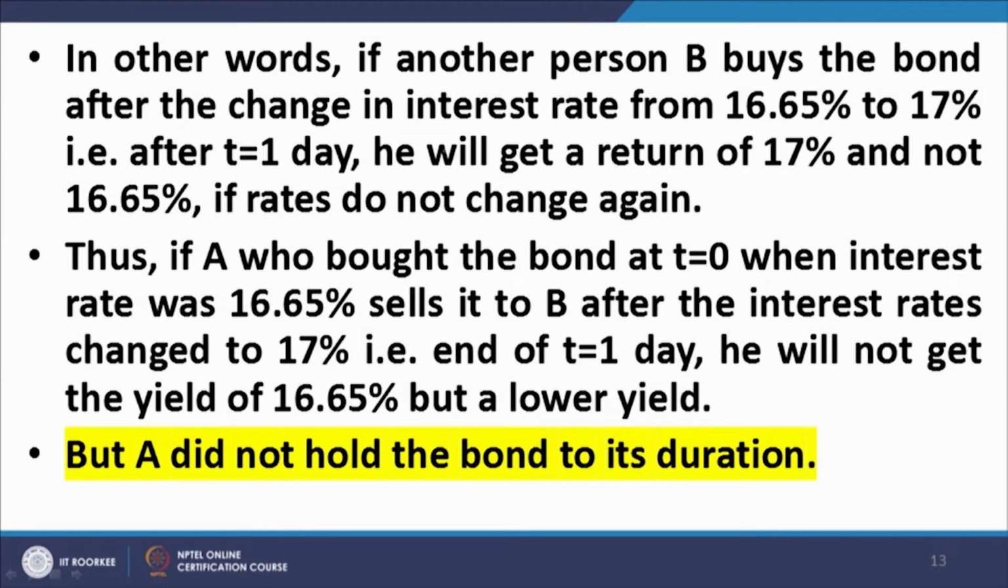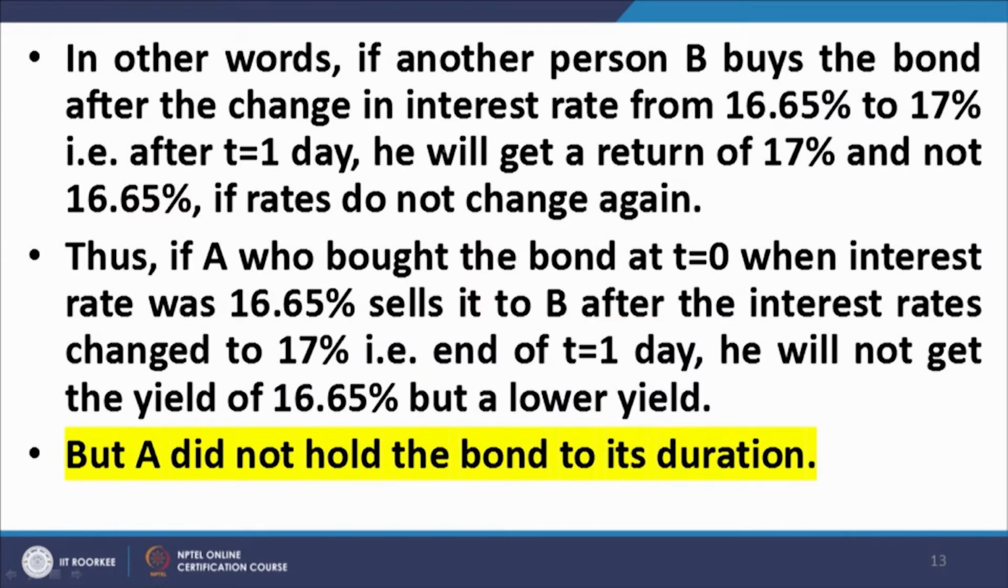In other words, if another person B buys the bond after the change in interest rate from 16.65% to 17%, that is after t equal to 1 day, he will get a return of 17% and not 16.65%, and he can only get that by the falling or the reduction in the price of the bond at t equal to 1 day after the change in interest rate.